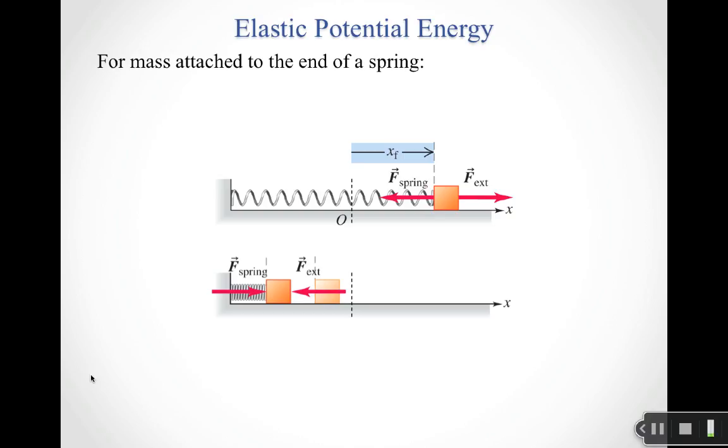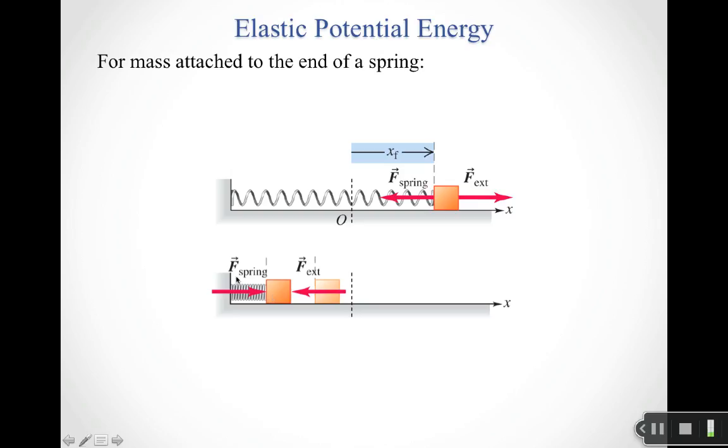So let's talk about our second potential energy that we'll deal with in this class, and that's elastic potential energy. So if you have a mass attached to the end of the spring, and you exert some external force that pulls that mass away from equilibrium, you know that there's going to be a spring force that points back towards equilibrium.